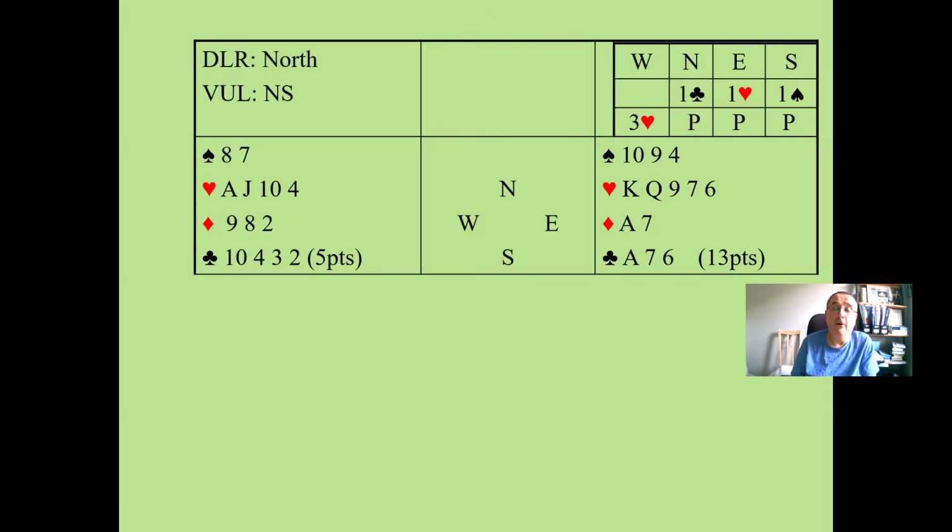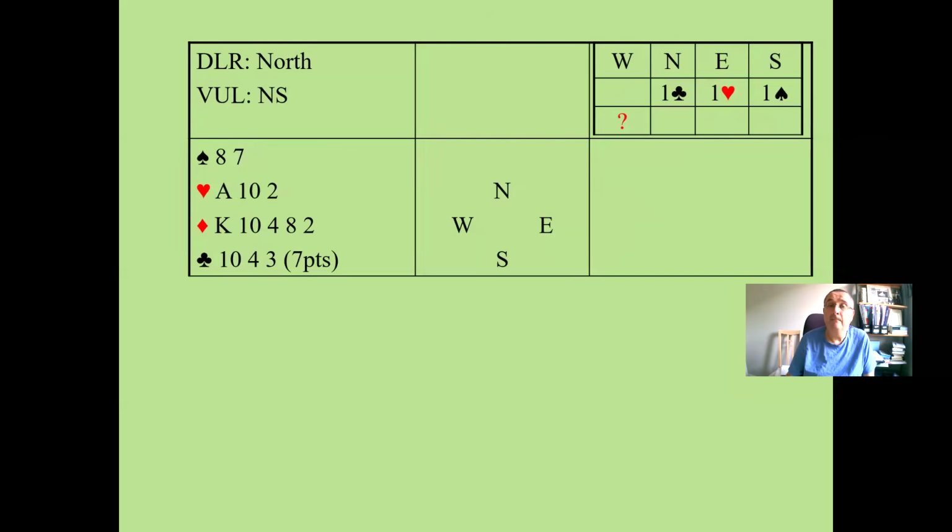If you think about it, you've got 18 points, whereas the opponents have got the majority of the points, and they've got a fit in spades. They've got an 8-card spade fit, which I can tell by looking at the spades that East-West have. So they almost certainly will be able to make a spade contract, possibly even game. But if your three hearts has talked them out of that, then that might be a good result for you.